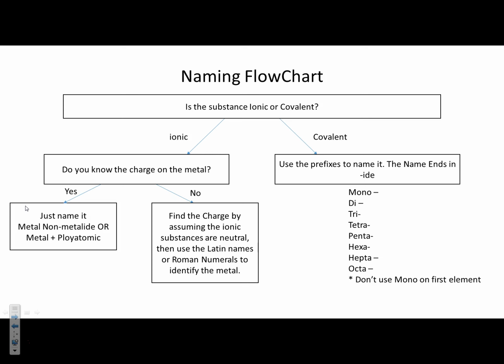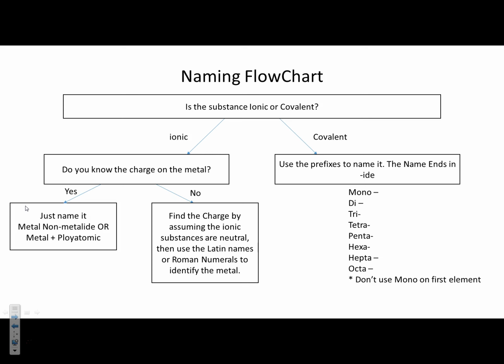If you know the charge on the metal, meaning it only has one possible charge, for instance zinc is always 2+, silver is always 1+, calcium is always 2+, things like that, then you can just name it. The naming structure usually goes metal, then nonmetal-ide, like sodium chloride or potassium phosphide or something along those lines. That's how you name it if it's a binary ionic substance. It's just got two things.